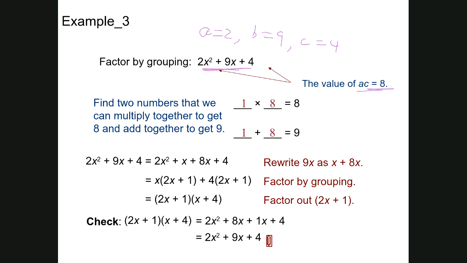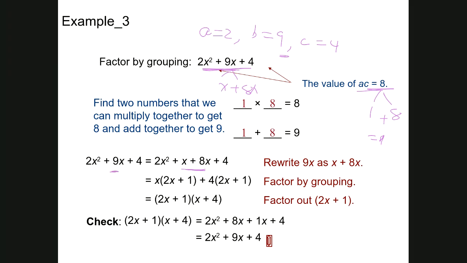B is 9, so that means I break down into 2 numbers, positive, right? And these 2 numbers added together should be 9. So if you think of 1 and 8, 1 plus 8 equals 9, and 1 times 8 is 8. So we will break down this 9x into 1x plus 8x, which equals 9x in here.